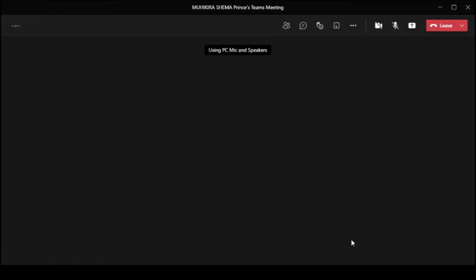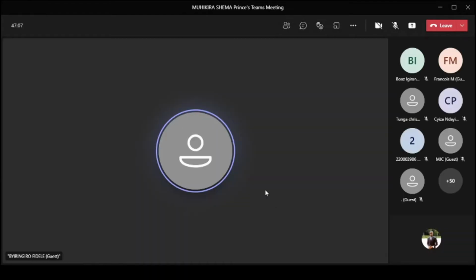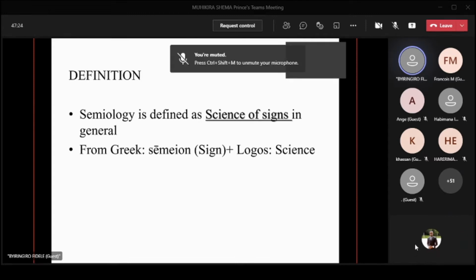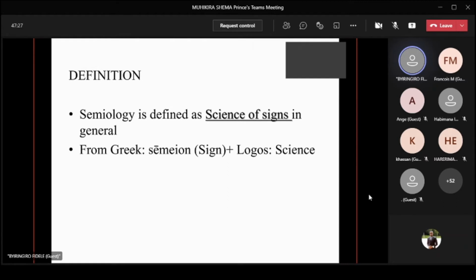So, semiology, which is the course you are doing now, is defined as the science of signs in general. Science of signs means we are going to learn how to interpret symptoms, how to observe signs from the patient and make them important and conclusive to get a disease diagnosis and a treatment plan.